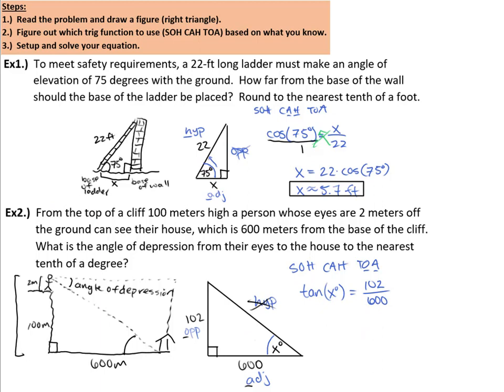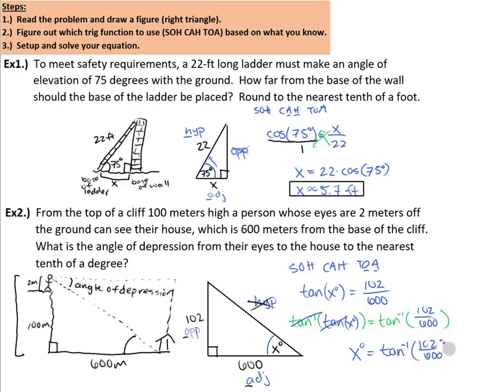And remember we said to get x out of tangent, here's where we do the inverse tangent of both sides. So we do the inverse tangent of both sides. And what's happening on the left is that the inverse tangent is going to cancel out tangent. We get x out of there, x degrees, equals the inverse tangent of 102 over 600.